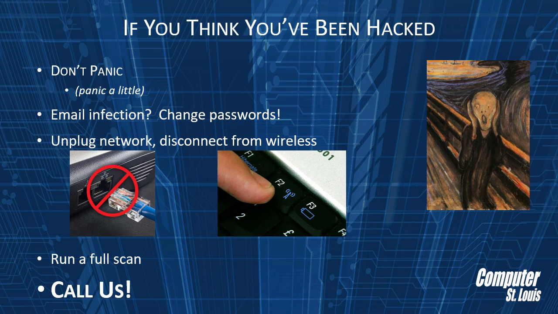The other thing is if you're seeing your mouse move around, your computer do things, unplug from the network, disconnect from wireless. That little radio tower button on your laptop turns your Wi-Fi off. Some laptops have a switch that will put them into airplane mode. If you're working on a PC, just unplug that Ethernet cable from the back of your computer.